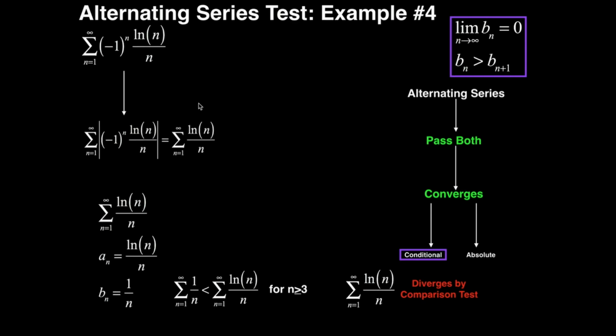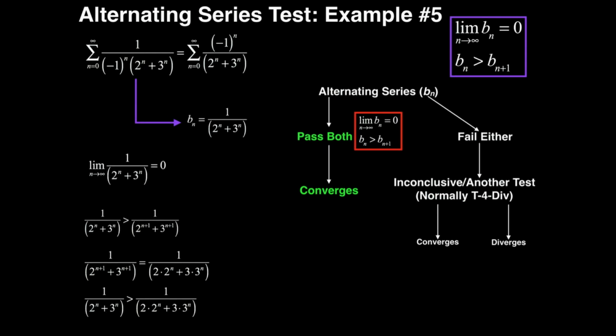Remember, because the absolute value of the original alternating series diverges, that corresponds to conditional convergence. The only way you can have absolute convergence is if the absolute value of the original series converges. And we haven't seen one like that up until this point.